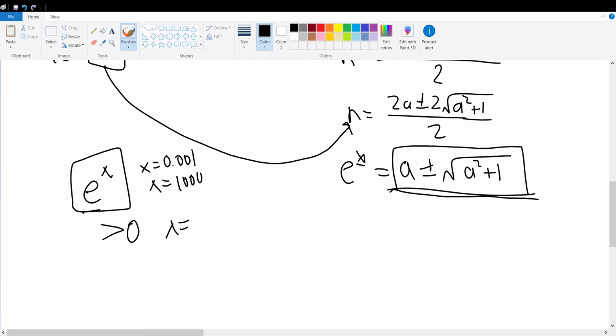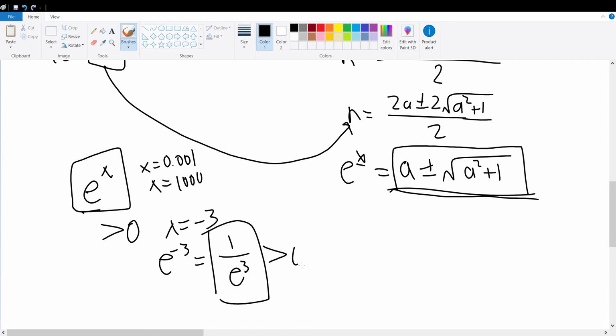X can be a negative number as well, say negative 3. E to the negative third power will be equal to 1 over e to the third power. This will still be greater than 0. So no matter what the variable of x, negative or positive, e to the x will always be positive and greater than 0. Because of this, a minus the square root of a squared plus 1 will give us a value that's less than 0.